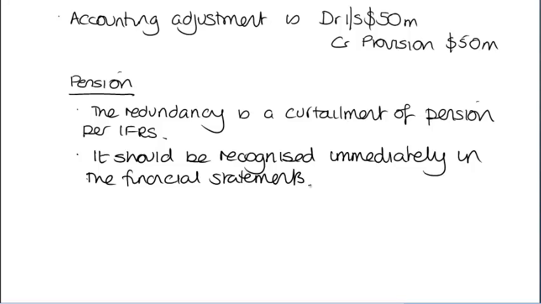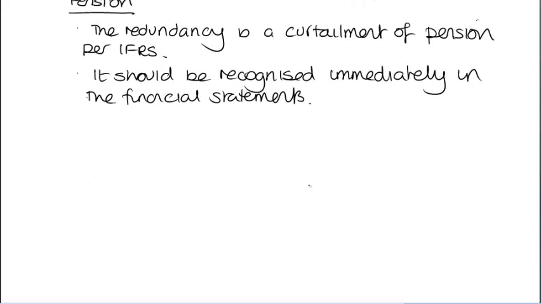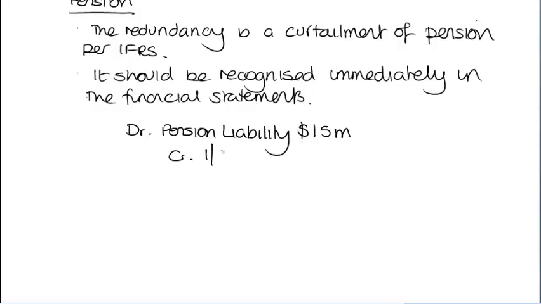So what does it say here? It's a net reduction in the pension liability. So if I'm going to reduce a liability, I'm going to debit pension liability $15 million and credit the income statement $15 million. Again, there is a case for saying that if 15 million is material, show this separately on the face of the income statement. That's down to you. That's sort of a bit of a nerd point.